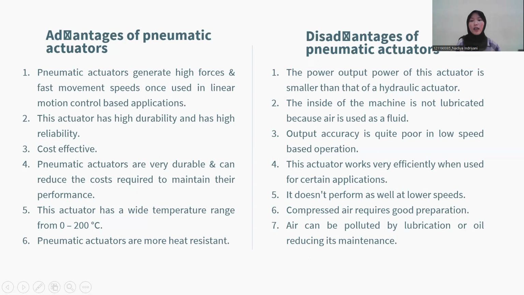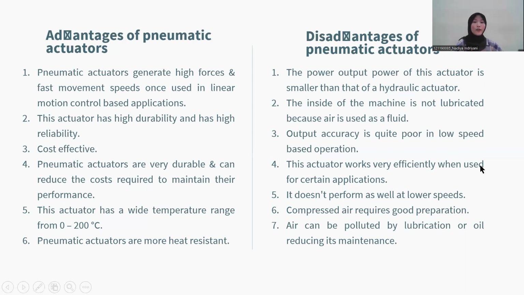Advantages of pneumatic actuator and disadvantages of pneumatic actuator. Advantages: pneumatic actuators generate high force and fast movement speed, used in linear motion control based applications. This actuator has high durability and high reliability. Cost effective. Pneumatic actuators are very durable and reduce the cost required to maintain their performance. This actuator has a wide temperature range from 0 to 200 degrees Celsius. Pneumatic actuators are more heat resistant.